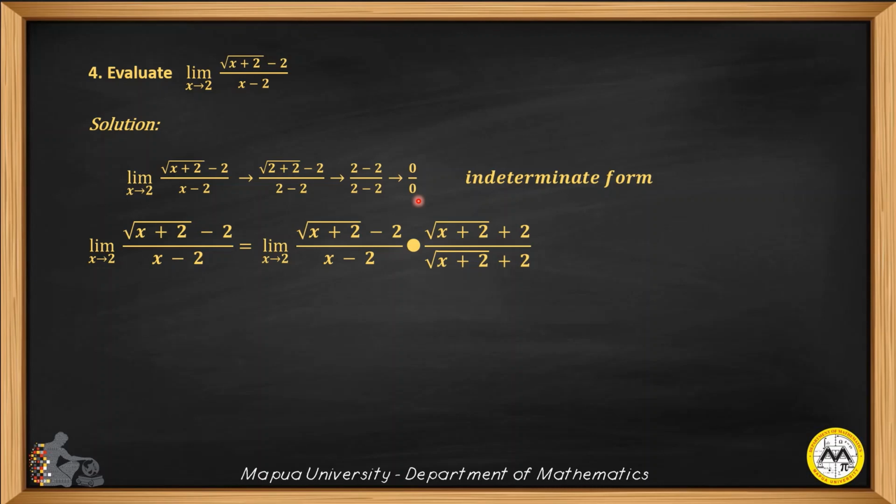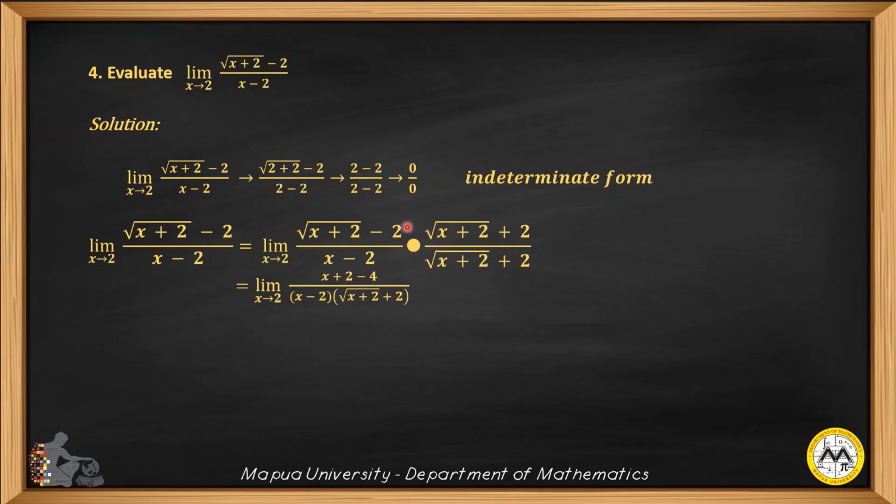and to evaluate the limit of this expression, we need to transform this ratio into some other form that is equivalent, and the transformation is done by multiplying this fraction with the conjugate of the numerator. So we multiply this fraction with the fraction square root of x plus 2 over the square root of x plus 2 plus 2. Remember, whenever you multiply a given expression, it should be with an expression that is equal to 1 so that you do not change the identity of this particular expression.